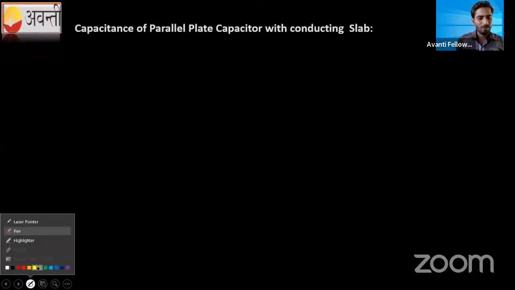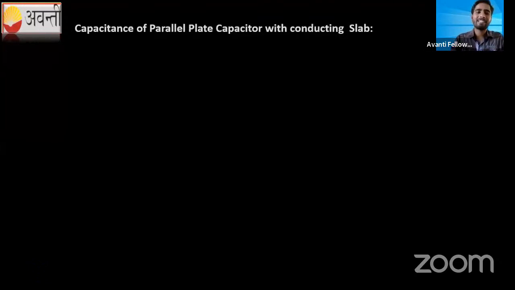I told you that if I'm keeping the dielectric substance, we will get a C value like this: A epsilon naught divided by d minus t plus t by k. It is very long, you have to remember it, right? Okay, we got this. This is when it is in an insulating medium.